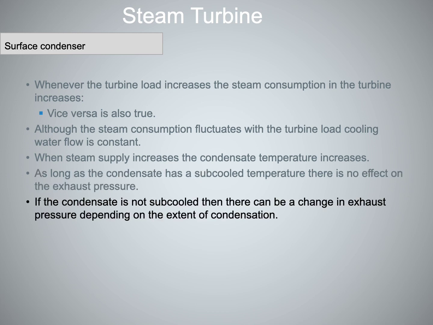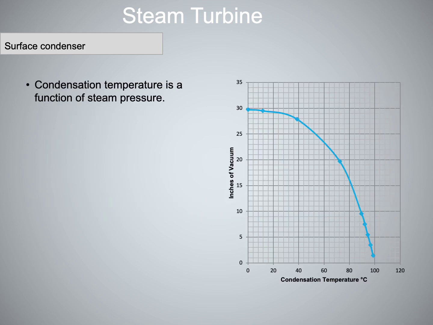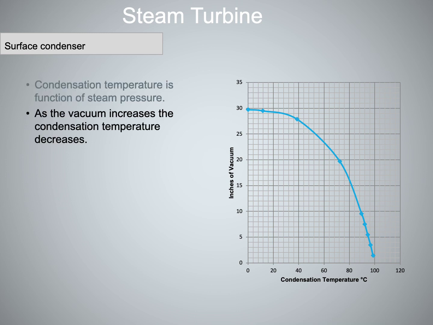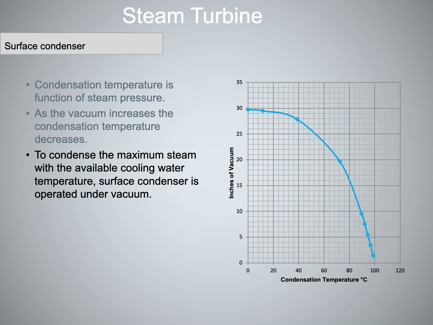If the condensate is not subcooled, then there can be a change in exhaust pressure depending on the extent of condensation. Condensation temperature is a function of steam pressure. As the vacuum increases, the condensation temperature decreases. To condense the maximum steam with the available cooling water temperature, the surface condenser is operated under vacuum.